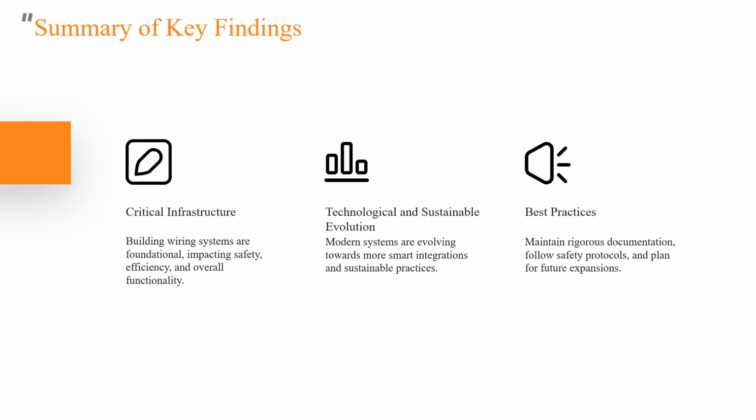In summary, a building wiring system's key focus revolves around safety, efficient and durable power distribution, encompassing various wiring types, and strategic planning of outlet and switch placement to prevent overload and ensure convenience, for critical infrastructure, technology and sustainable evolution, which is better for maintenance. Be rigorous, document, follow safety protocols and plan for future expansion.